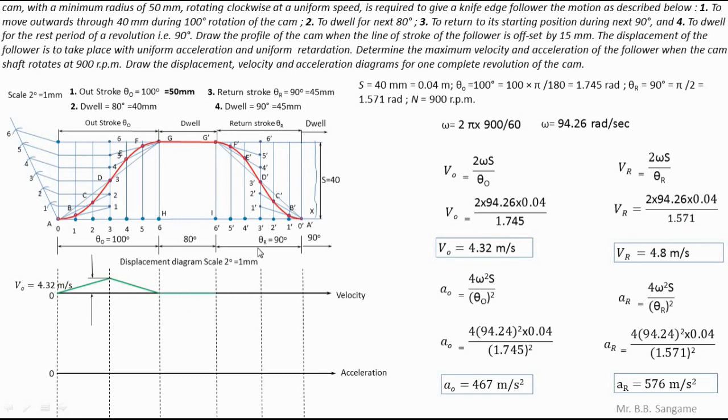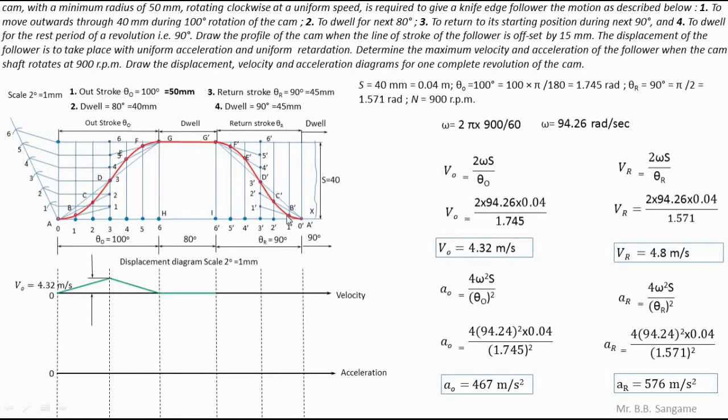Similarly, during the return stroke, you can see that the follower at the point G dash is at rest, in the state of rest. When the cam starts to rotate, the follower will move towards the downward side. So it is coming towards the downward side, and the velocity is going to increase up to point D.